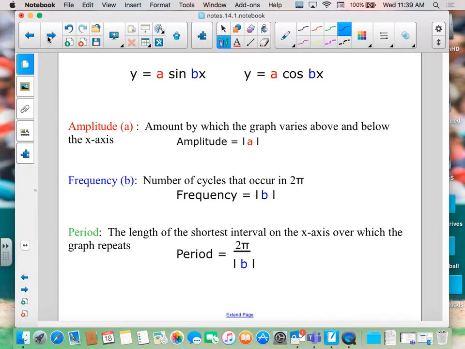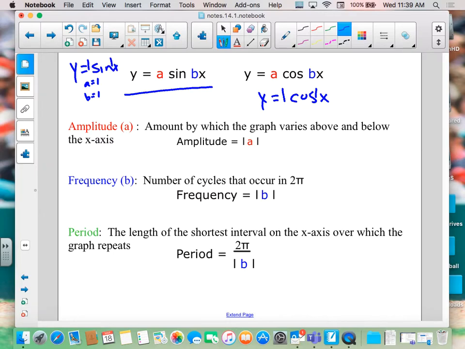All right, here's some more things to put in your notes. This is the general form for a sine function. Notice I was writing y equals sine x. Well, that's the parent function. A is 1, b is 1. There's really a 1 here and a 1 here. Same thing with cosine x. When we've been writing that, that's your parent function. A is 1, b is 1.